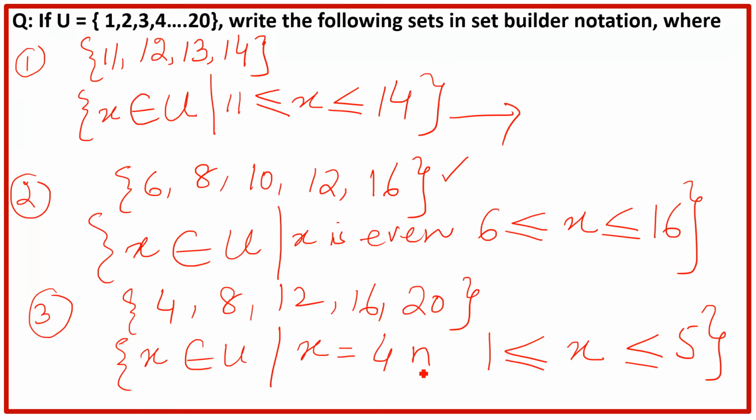But what should n be? n is greater than or equal to 1. When I put 1 instead of n, 4 one time, I will get 4. When I put 2, I will get 8. When I put 3, 12, right? Same thing, up to and equal to 5. I cannot write 6 here, right? Because 4 times 6 is 24 and 24 is not here. These are the boundaries. Keep in mind U is from 1 to 20.